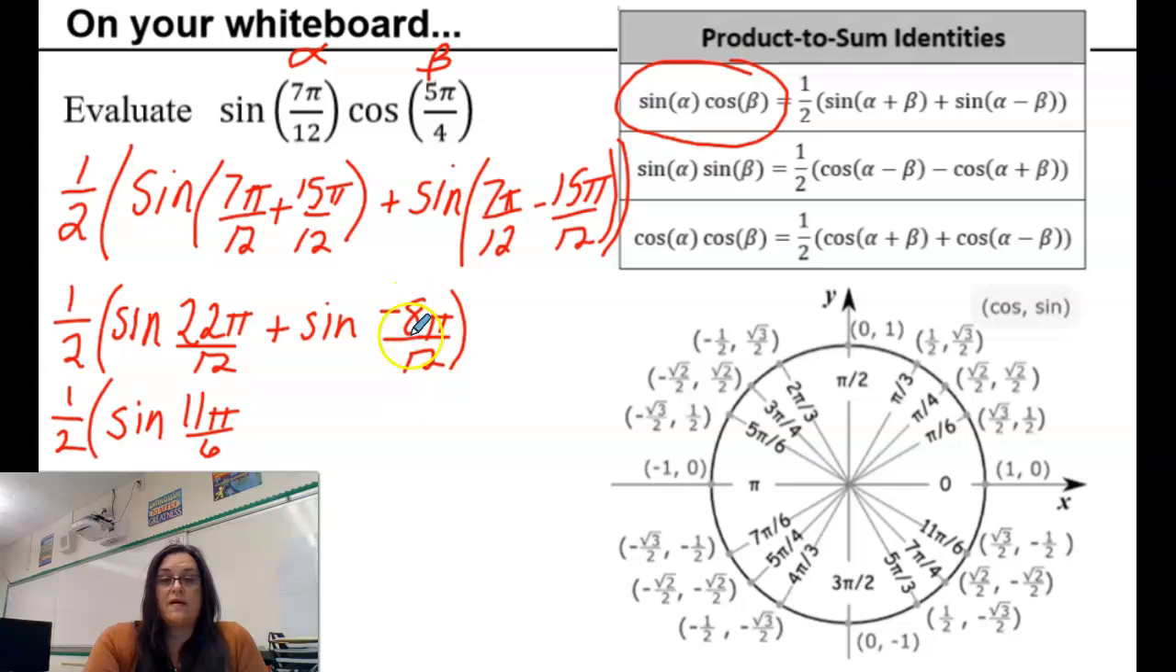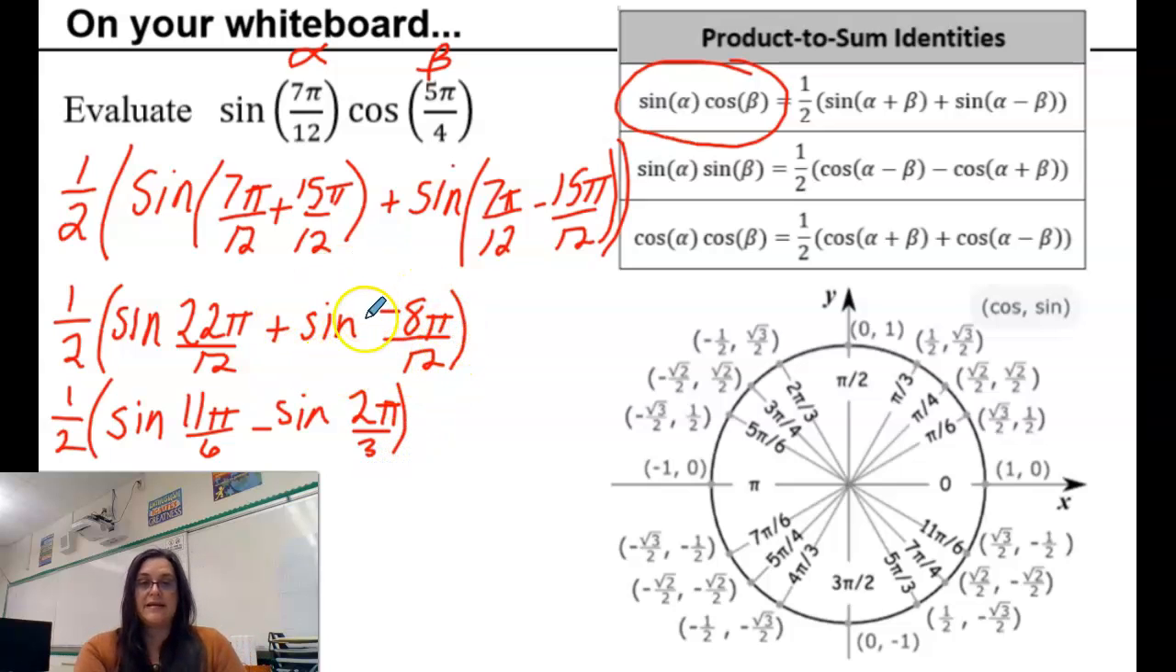Negative 8 pi over 12, those are both even, so we can divide out a 4, and we'll have negative 2 pi over 3. But remember, we have an even-odd identity for sine. Sine is an odd function, so that negative can come out to the front. So this will be sine of 11 pi over 6 minus the sine of positive 2 pi over 3, using that odd identity.